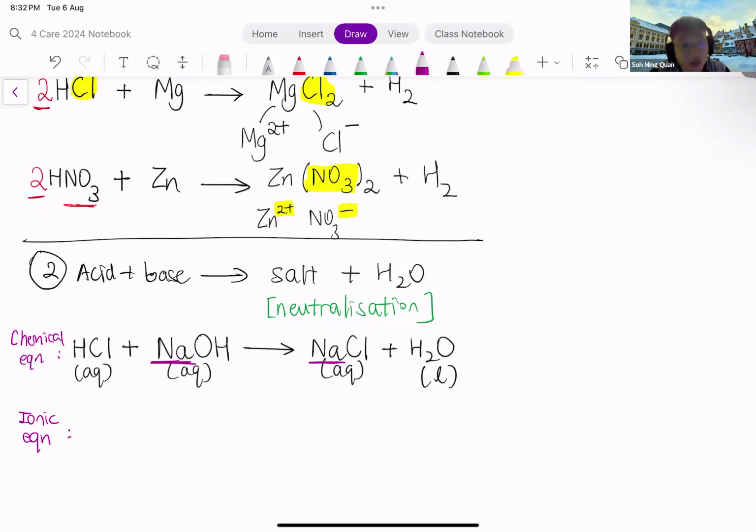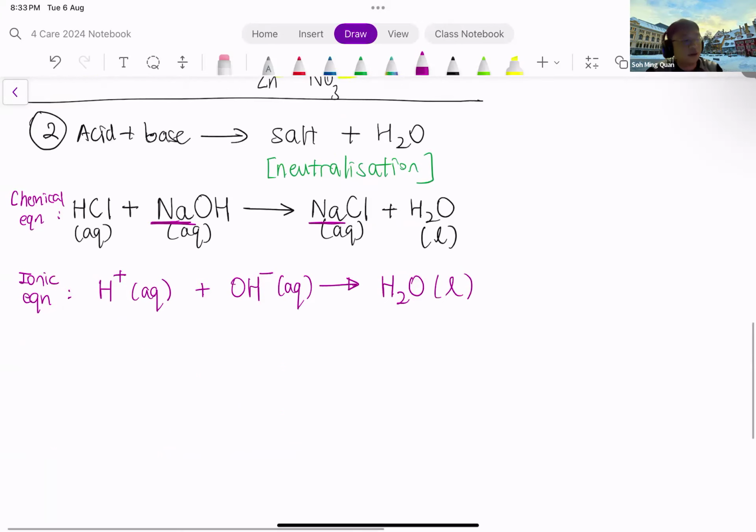So what has changed? I think quite obviously you can say H+ has changed, OH- has changed. On the left-hand side of the arrow, it was H+ from the acid, OH- from NaOH. It has changed to what though? It has changed to form water. So the ionic equation for neutralization is just H+ aqueous plus OH- aqueous forms H2O. So you need to know this. Okay, the ionic equation for neutralization is as such. All right.